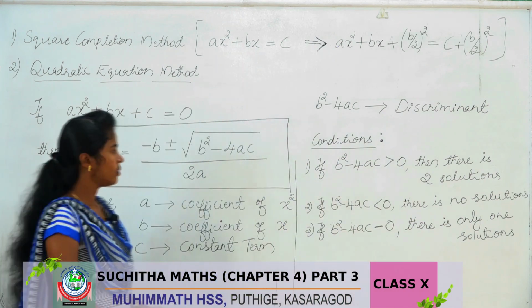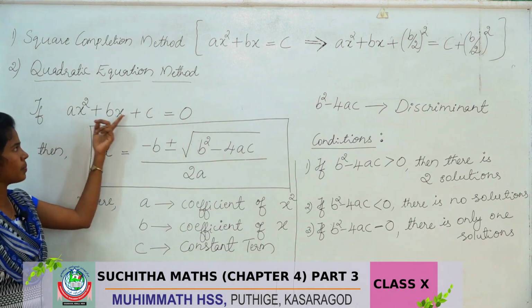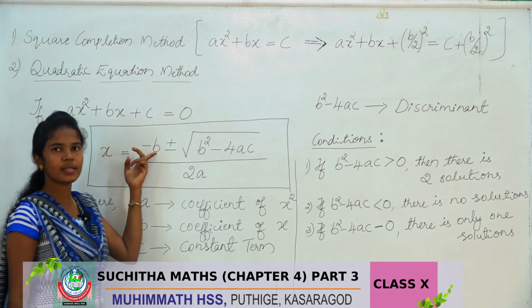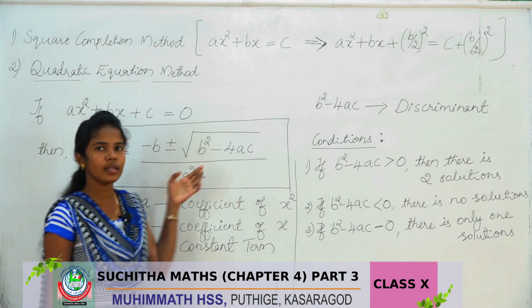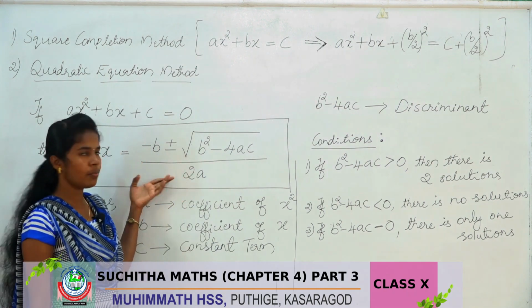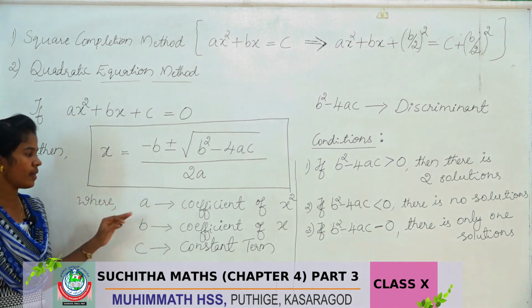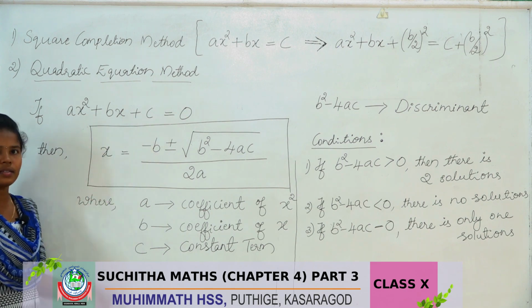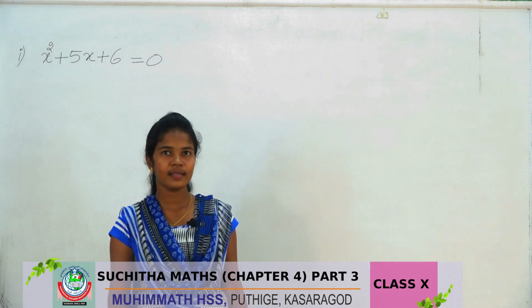So what is the equation to find out the value of x? If the equation is in the form ax square plus bx plus c equal to 0, then x equal to minus b plus or minus square root of b square minus 4ac divided by 2a. It is an important equation. And a is the coefficient of x square, b is the coefficient of x, and c is the constant term. Understood now? Now let's see some problems.